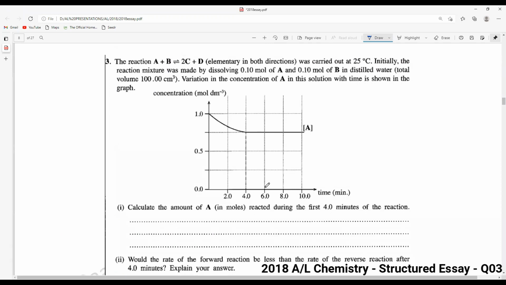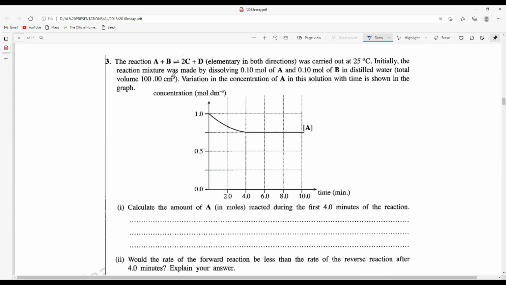Right, so moving on to the physical chemistry one. They have given a reaction where A and B react reversibly to give C and D, and it's elementary in both directions. So you can think about writing a rate equation for the forward and backward reactions, because they have given that it is elementary in both directions.